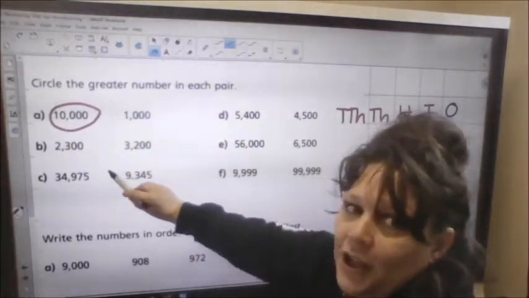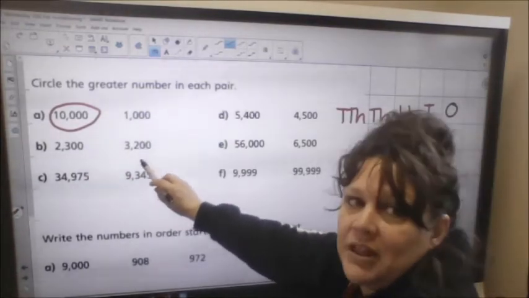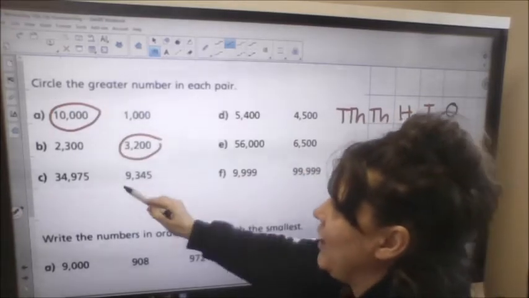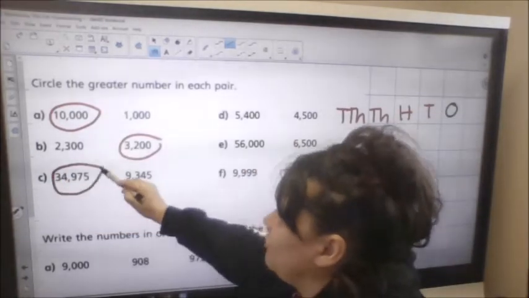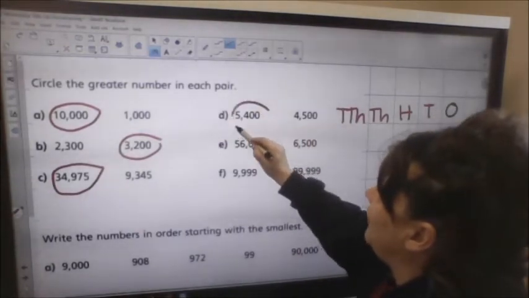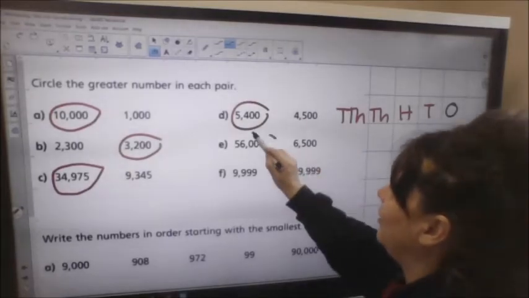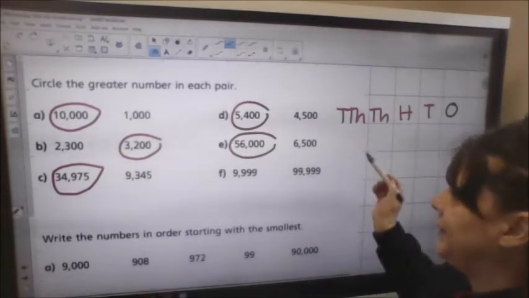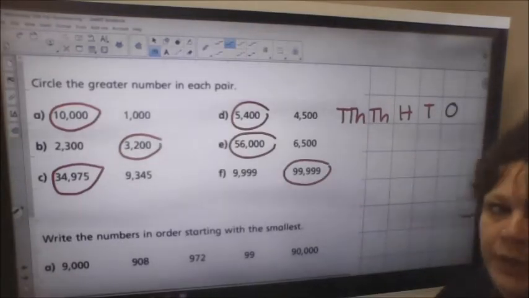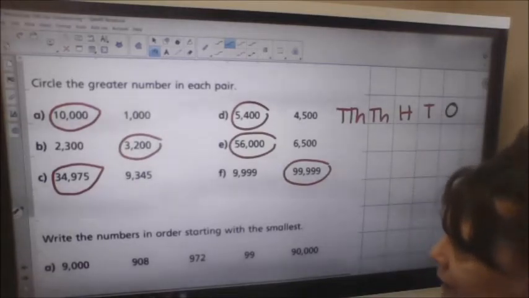This one, you've got 2,300, but this time you've got 3,200, so there were more thousands in that one. Here, obviously, 34,000 is much bigger than 9,000. Here, I've got 5,000 where I had 4,000 there. Here, I've got a 5-digit number, and that was my larger number there. Okay, so well done if you got all of those correct.